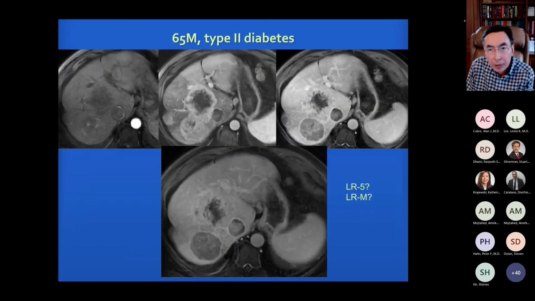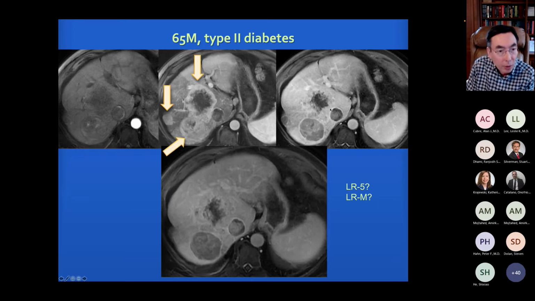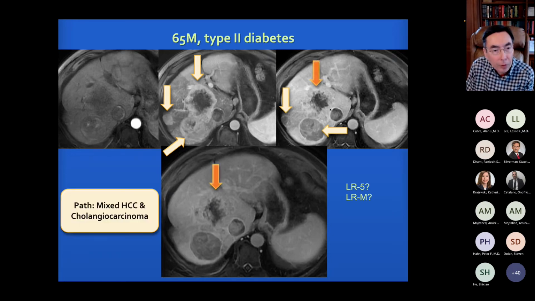So here's a spectacular example of a mixed HCC cholangiocarcinoma. You can see that there are multiple masses with arterial phase hyperenhancement. Notice that many show definite washout and enhancing capsules. But this large anterior mass has persistent enhancement and no washout that's greater than background liver and no capsule. And on biopsy, this was a poorly differentiated carcinoma with features of both HCC and cholangiocarcinoma.